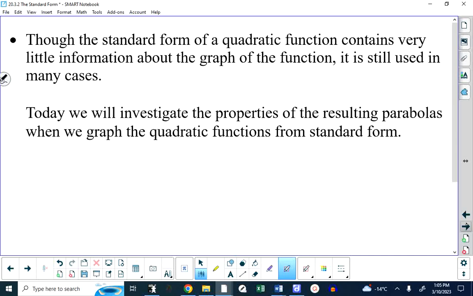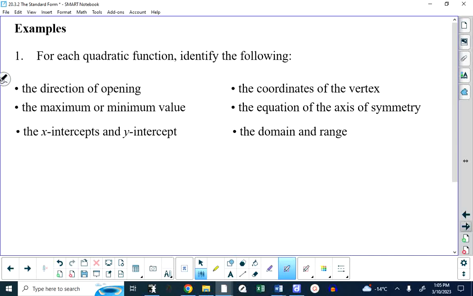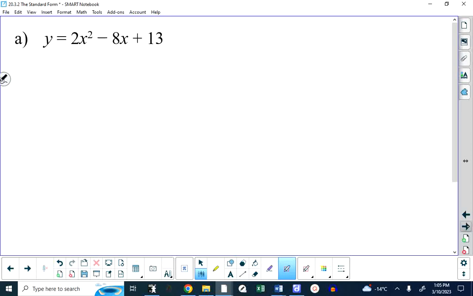Okay? So for each quadratic function, identify the direction of opening, the maximum or minimum value, the x and y intercepts, the coordinates of the vertex, the equation of the axis of symmetry, and the domain and range. Okay. Well, this is too bad it's not in vertex form. If it were in vertex form, we could answer all those questions, right? But we do know something about this. We do know that a is equal to 2. So we know the direction of opening. It opens up. All right?